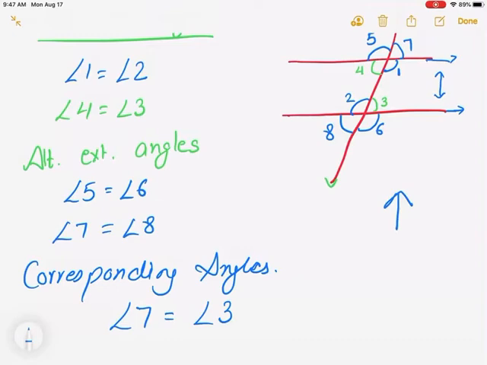Do we see any other example? I could have angle 1 and angle 6, again both under the line and on the right side. Or we have multiple options, 4 and 8, then 5 and 2. Those types are called corresponding angles.